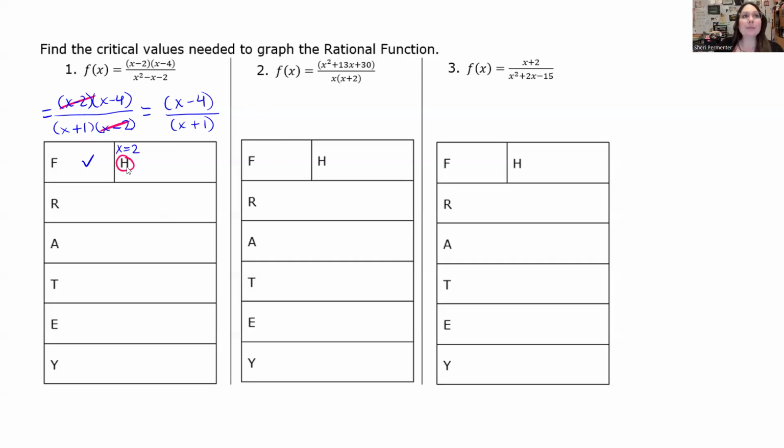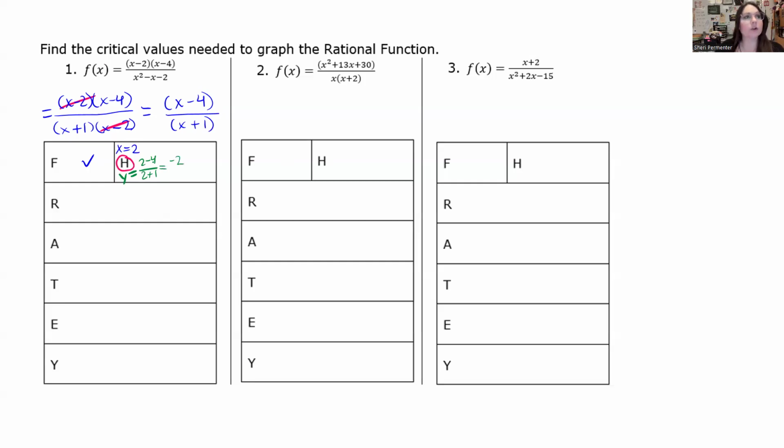To figure out the y part of the hole, I am plugging in the x value. I'm going to plug in x is equal to 2 up here. So I'm going to have 2 minus 4 over 2 plus 1. I'm plugging the x value into my expression to figure out the y value. So in the top, I have 2 minus 4. What's 2 minus 4?